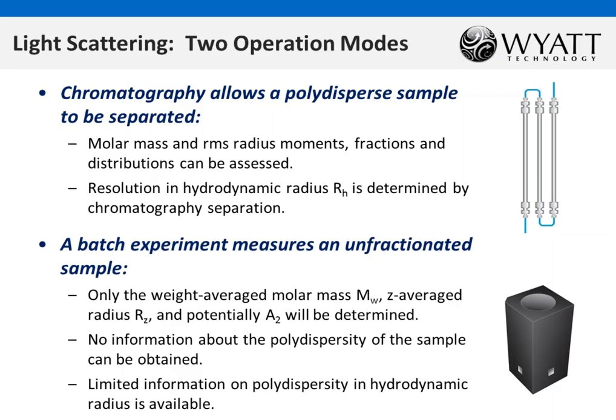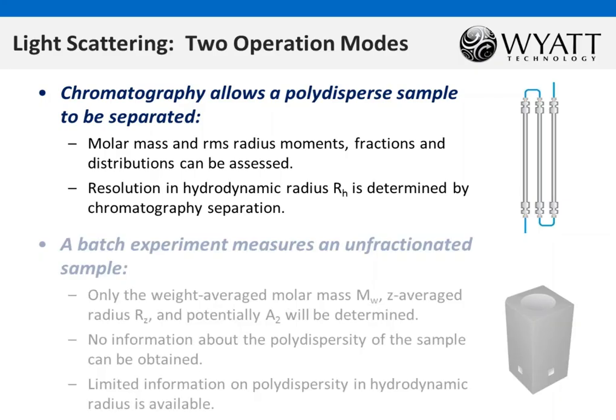In a batch experiment, we are measuring an unfractionated sample, and when using static light scattering, only the weight average molar mass Mw, z-averaged radius Rz, and potentially the second virial coefficient A2 may be determined. No information about the polydispersity of the sample can be obtained from static light scattering. When using dynamic light scattering in batch, we are able to obtain limited information on polydispersity by using deconvolution algorithms and software.